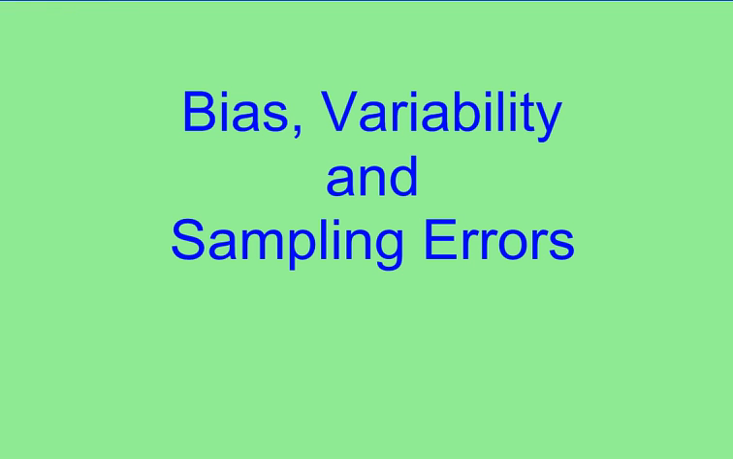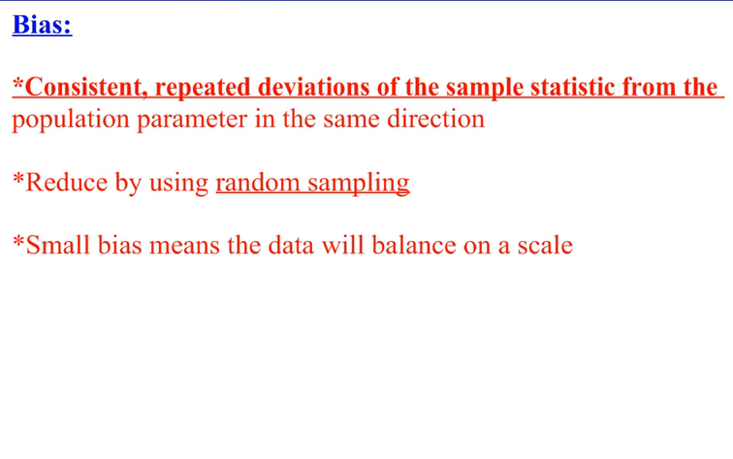In this lesson, we are going to be talking about bias, variability, and sampling errors. To start, when we have bias in something, it's a consistent, repeated deviation of the sample statistic from the population parameter in the same direction. We can reduce bias by using random sampling, which we talked about in the last lesson.